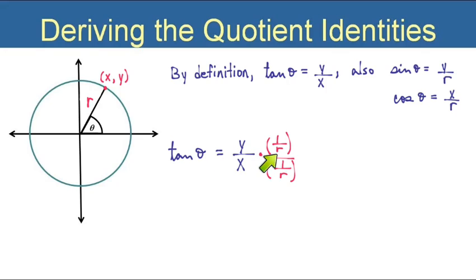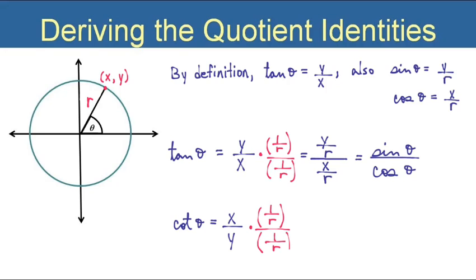Y times 1 over r is y over r, and x times 1 over r is x over r. Now you'll recognize the top of our fraction, y over r, is sine, and the bottom, x over r, is cosine, and now you can see that tangent equals sine over cosine.